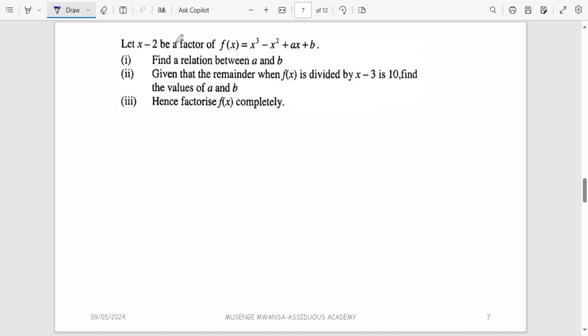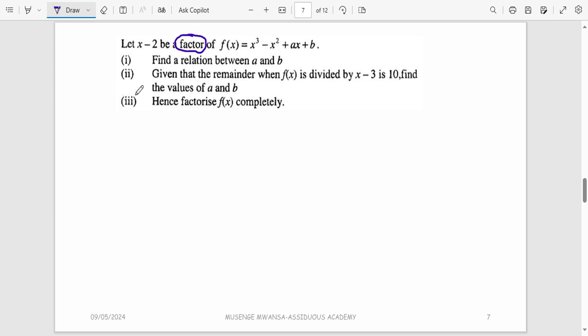All right, let's look at this one. Let x minus 2 be a factor of this function. Find a relationship between a and b. Guys, this is very easy. The first thing is you need to understand just the word factor. If you hear the word factor, what do you know about the remainder?